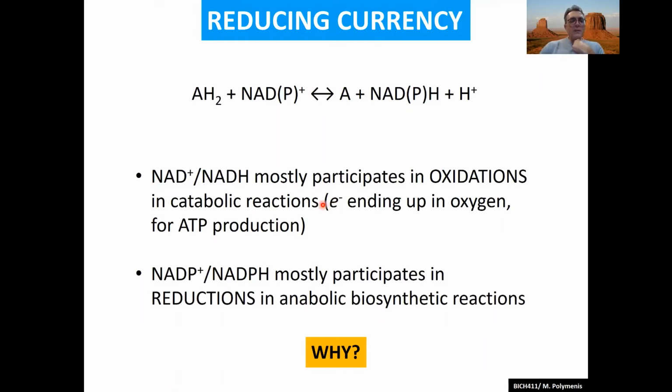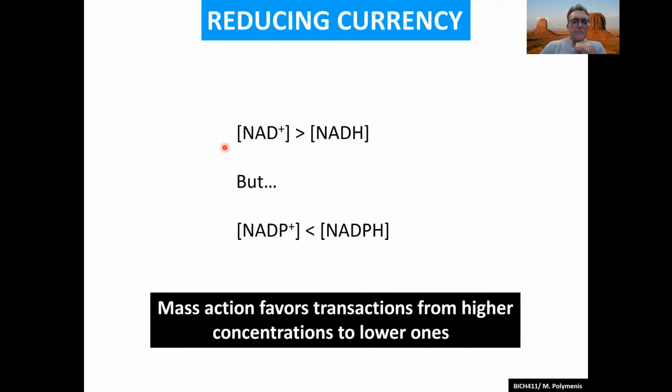So why is that? Redox-wise, they're the same. How does that happen? The way cells can achieve this sort of separation of use between NAD and NADPH is that they keep the relative concentrations very different. So there is a lot more NAD plus than NADH in the cells. So why is that important?